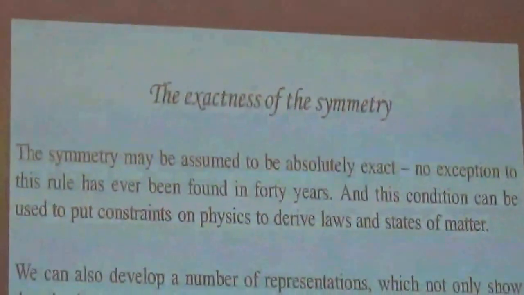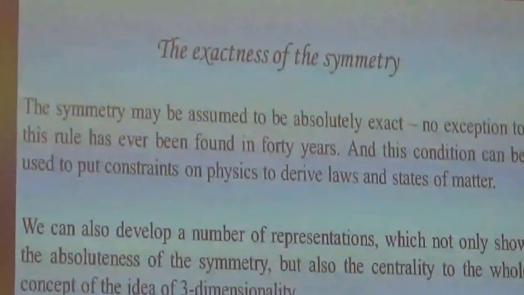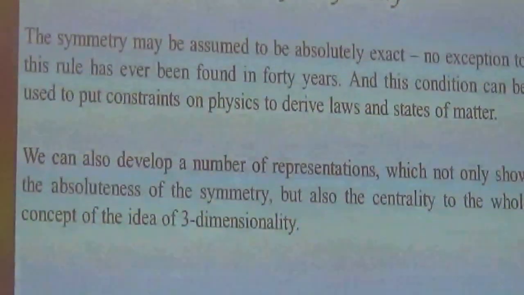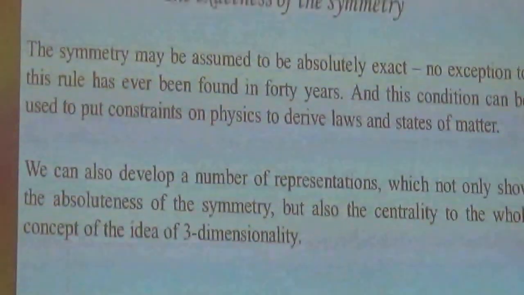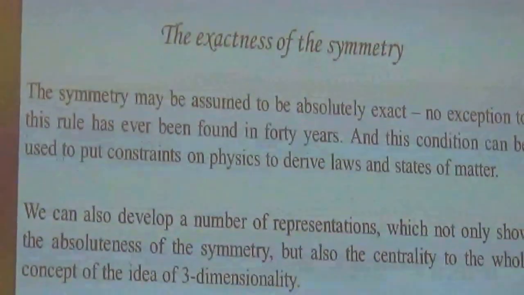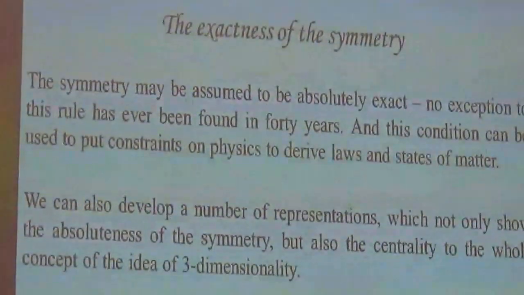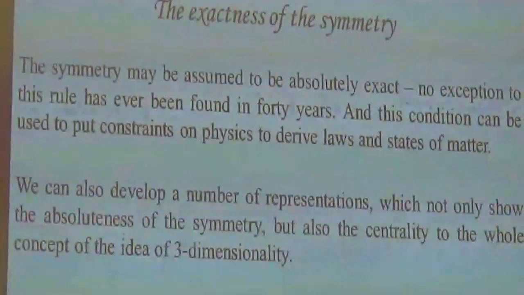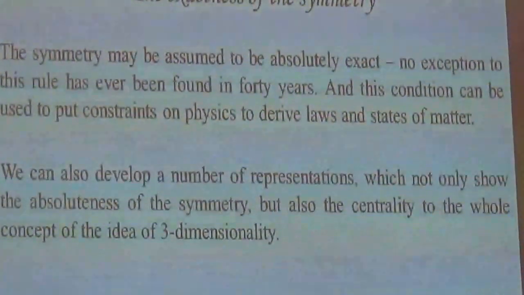And as I've said already, the symmetry may be assumed to be completely exact. I've never found an exception to it in 40 years. Occasionally, something came up that looked as though it might be, and then suddenly you realise you found a new aspect of it. A new aspect emerges. And that's always a very good sign. If you appear to have an anomaly, and then it leads to a discovery, you know, that's a good sign.